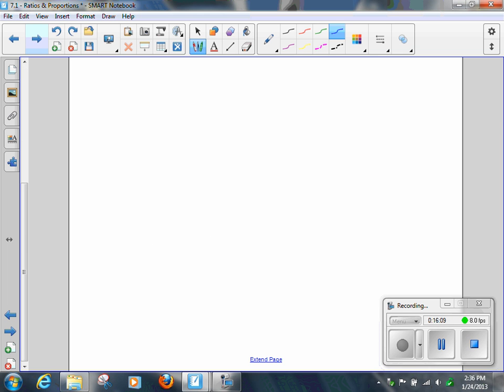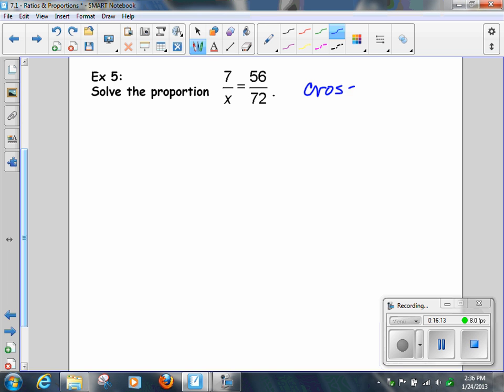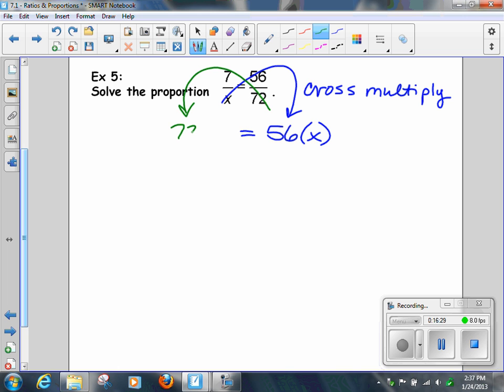We're going to cross multiply. We're going to go fishing. Because x times 56 is 56 times x. I'm going to write it out long first, okay? And then 72 times 7, that is a big number, but you've got calculators. So 56x is equal to 504.